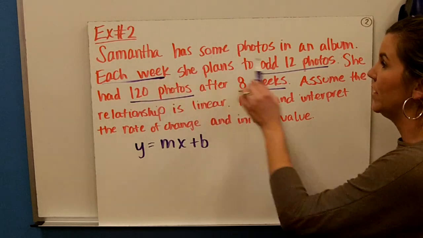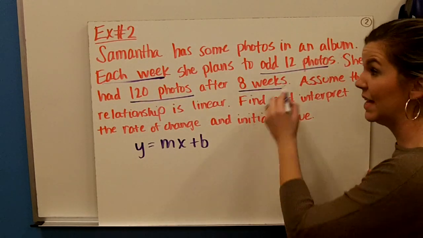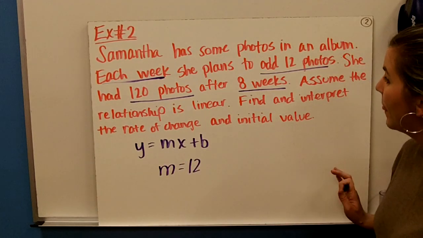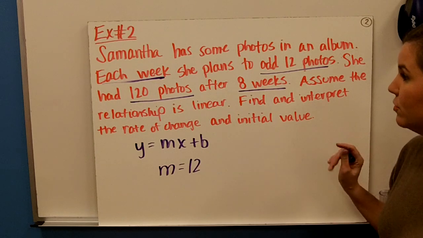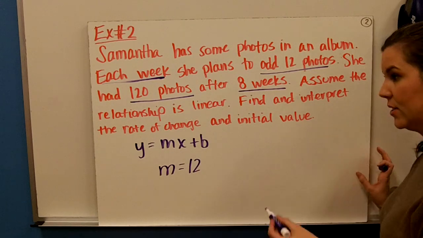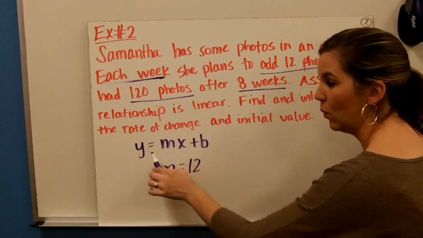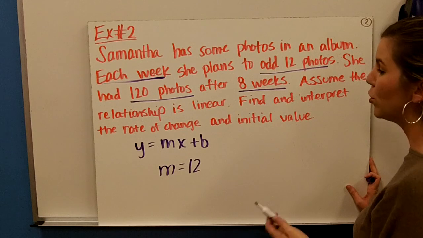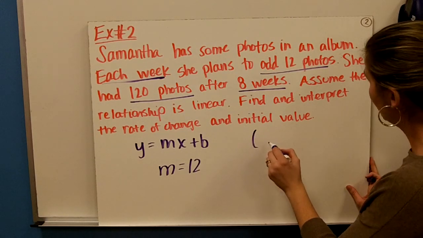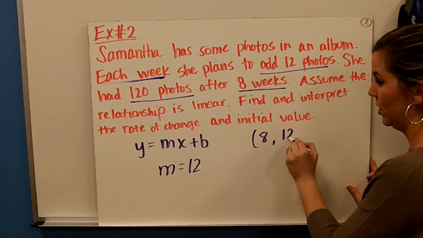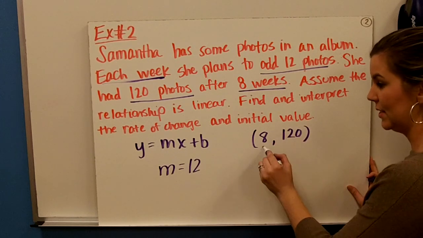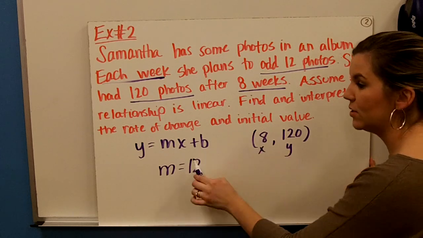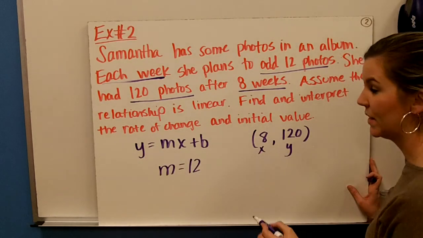All right, so each week she plans to add 12 photos. That's our slope. And to calculate the initial value, we need to find the y-intercept. So we can use y equals mx plus b because we have weeks and photos, an ordered pair given to us. All right, after 8 weeks, we have 120 photos. So x is 8 and y is 120. M is 12. We're going to take these 3 numbers and plug them in to y equals mx plus b form.